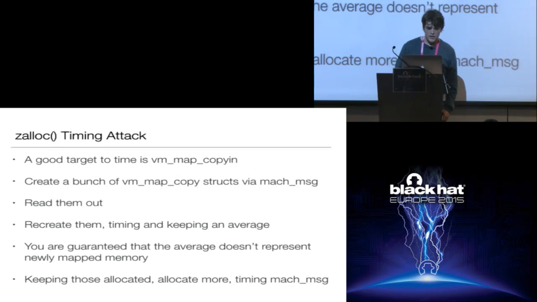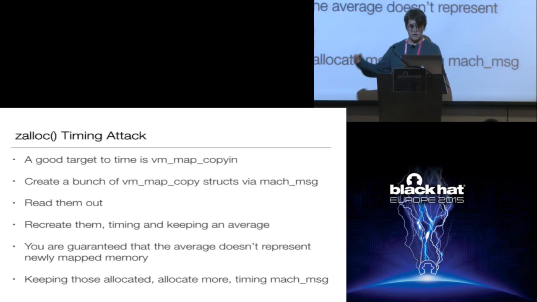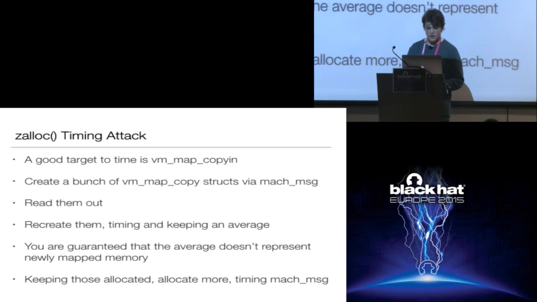And a good target to time is vm_map_copyin, which is the function which creates our vm_map_copy structure. So the general idea is to create a bunch of vm_map_copy structures via Mach messages, and then read them out. So we allocate a lot of chunks, put them in the free list, and then when you recreate those allocations, they will come straight from the free list, so you don't have to allocate any new page. So if you keep an average, that will represent an average of the time it takes for the free list to return an allocation, not for a new page to be mapped in memory.